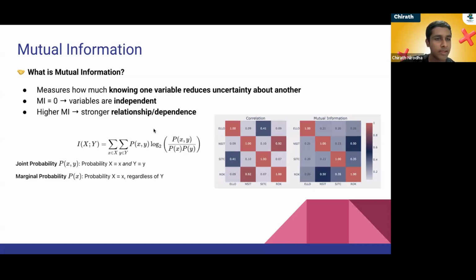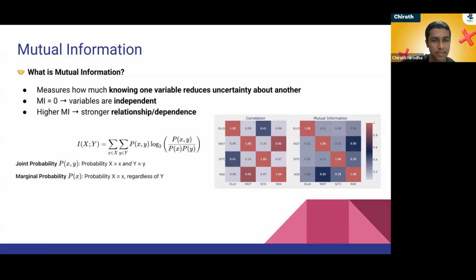When this mutual information value gets higher, it says these two variables are dependent, or they have a stronger relationship. And as you can see, this value is always positive, and if this value gets zero, that means they are independent.